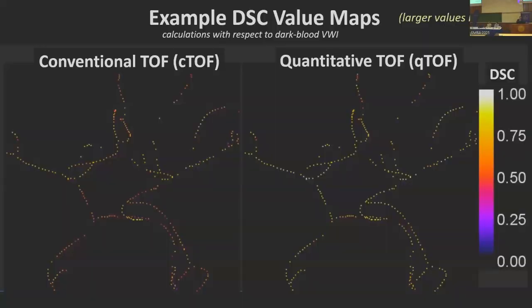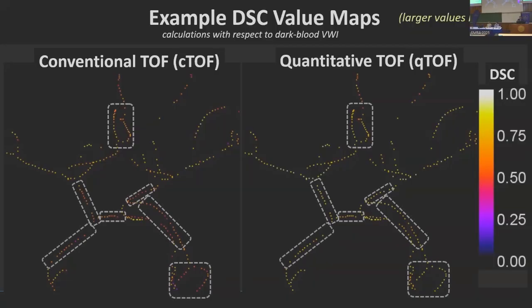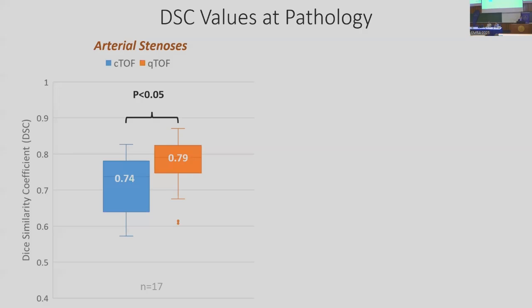If we take a look at one DSC value map, these are close-ups of the circle of Willis in one case, we can see that the quantitative time of flight technique provided slightly larger values in a number of locations within the circle of Willis, and so more yellowish and whitish regions denote higher values. And this was a consistent finding across our study, across the 21 cases.